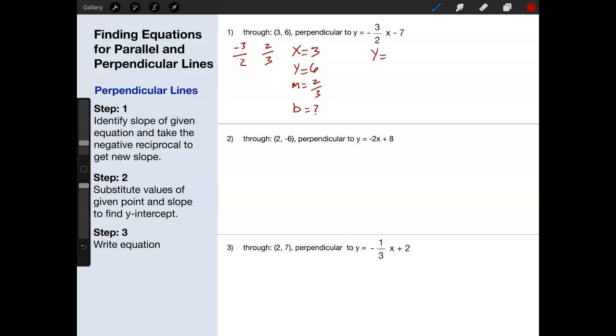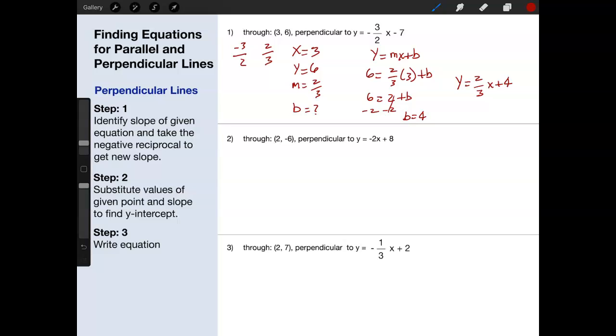We substitute our values into the equation y equals mx plus b. We have 6 equals 2 over 3 multiplied by 3 plus b. We have 6 equals 2 over 3 times 3, which is 2, plus b. We subtract 2 from both sides, and we have b equals 4. Now we can write our new equation. Y equals 2 over 3x plus 4.